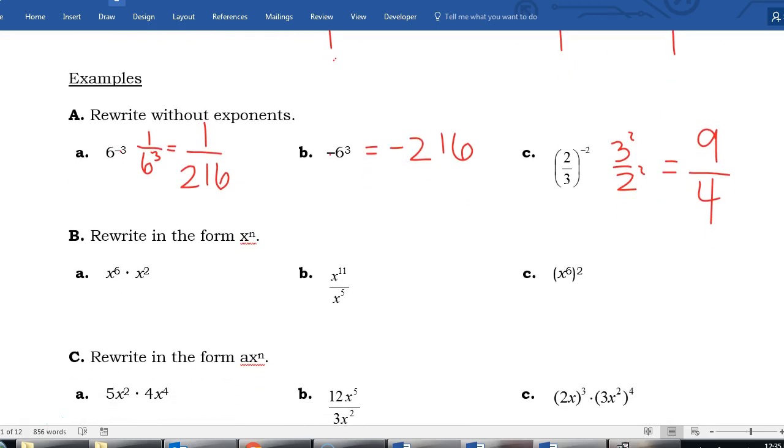Example B, write in the form x to the n. So I want my variable to the power of a number. And if I see the same base here, my base stays the same, and all I have to do is add my exponents together to get my number up top.